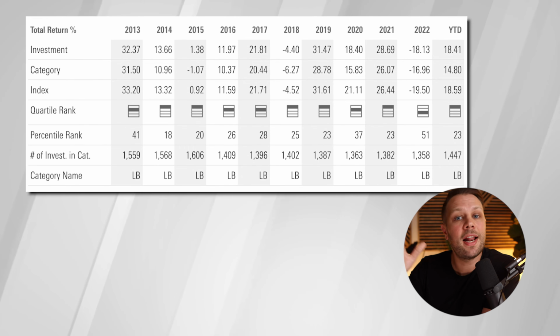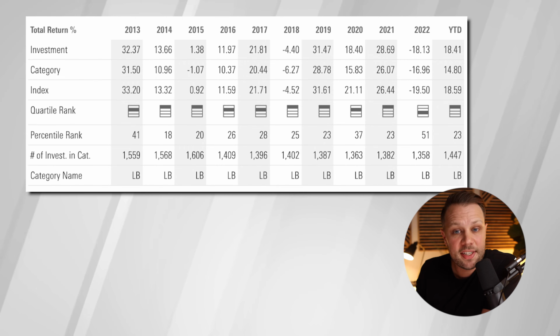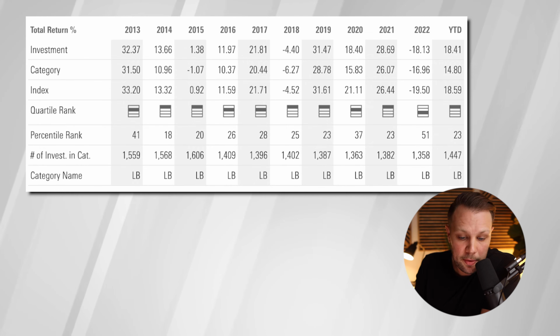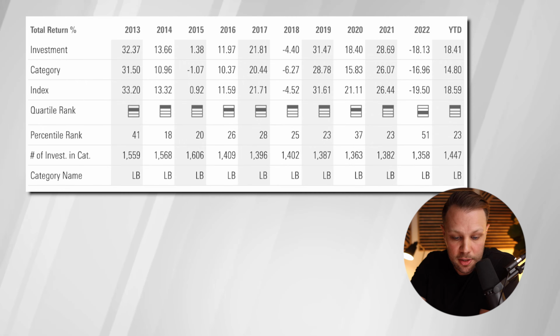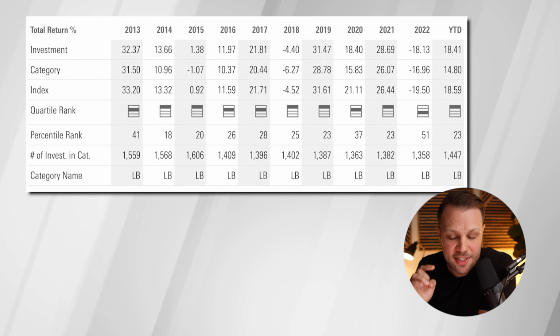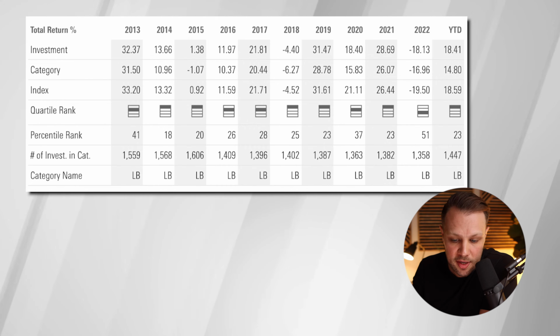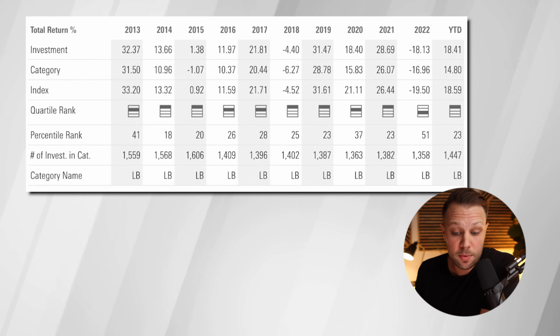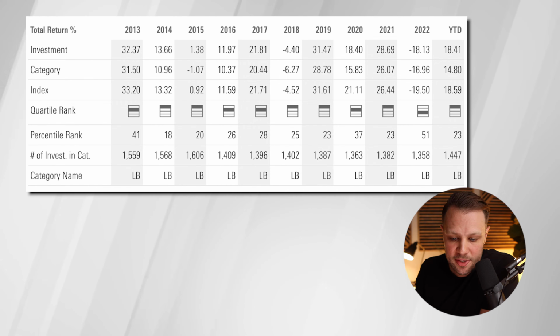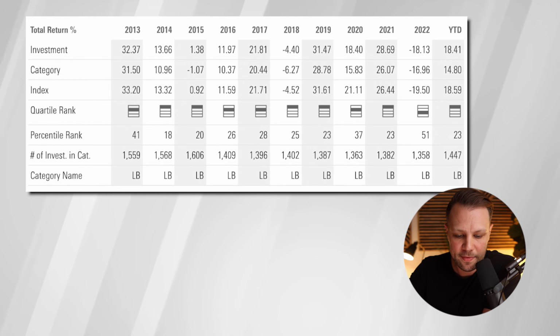This also has a longer track record than does the zero fee fund. So you can look at this and you can see it has a track record over the course of the last decade, where in 2013, 32%, 2014, 13.66%, 2015, 1.3%, 2016, 11.9%, and so on and so forth. In the last couple of years, in 2020, 18.4%, 2021, 28.69%, 2022, 18.13%, and then year to date, 18.41%.